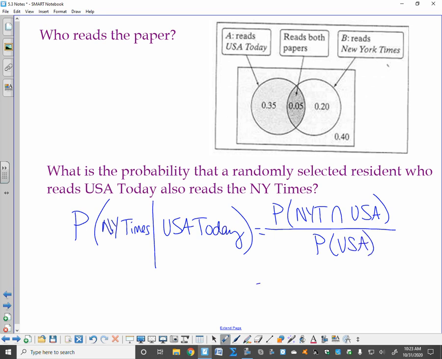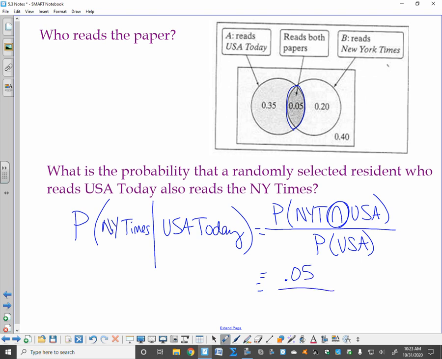All right, let's look at my Venn diagram. Where is the intersection? Where is the probability that the people read both of them? And that's this part right here. That's their intersection. That's what that means, intersection. So that's 0.05.